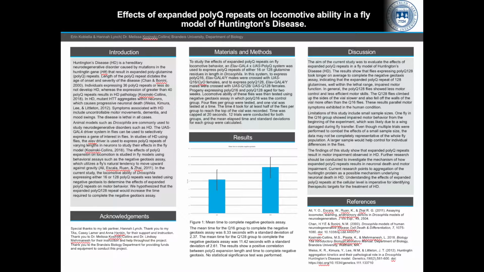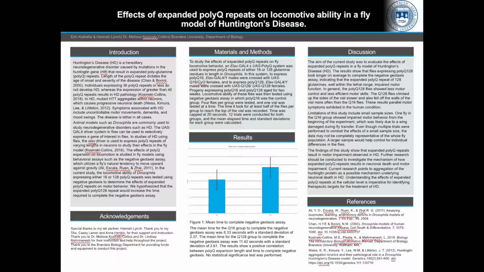So individuals expressing 36 polyQ repeats or less will not develop HD, whereas expression of more than 40 repeats will develop HD pathology. The more repeats you develop, the more severe the disease is and the earlier the age of onset is. The polyQ repeat causes aggregation of the Huntington protein, which causes progressive neuronal death. Symptoms associated with HD include uncontrollable motor movements, dementia, and mood swings, and the disease is lethal in all cases.